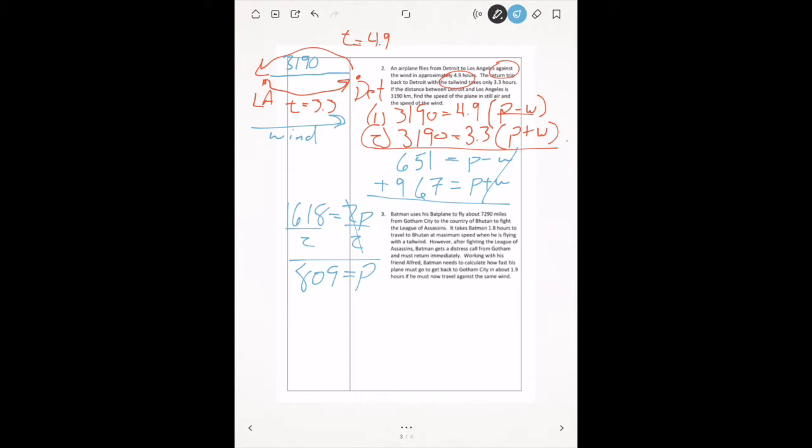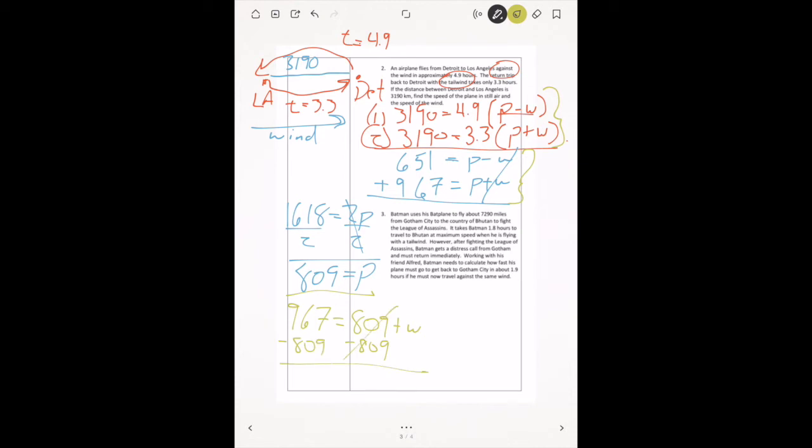To figure out the speed of the wind, well, let's just plug it into one of these equations. We could plug it into one of these, or we could plug it into the more simplified ones. I'm going to go into the more simplified ones. So I'm going to take 967 equals, instead of saying p, I'm going to plug in what it equals, 809 plus w. Well, let's subtract this from both sides. And let's go ahead and solve for that w.